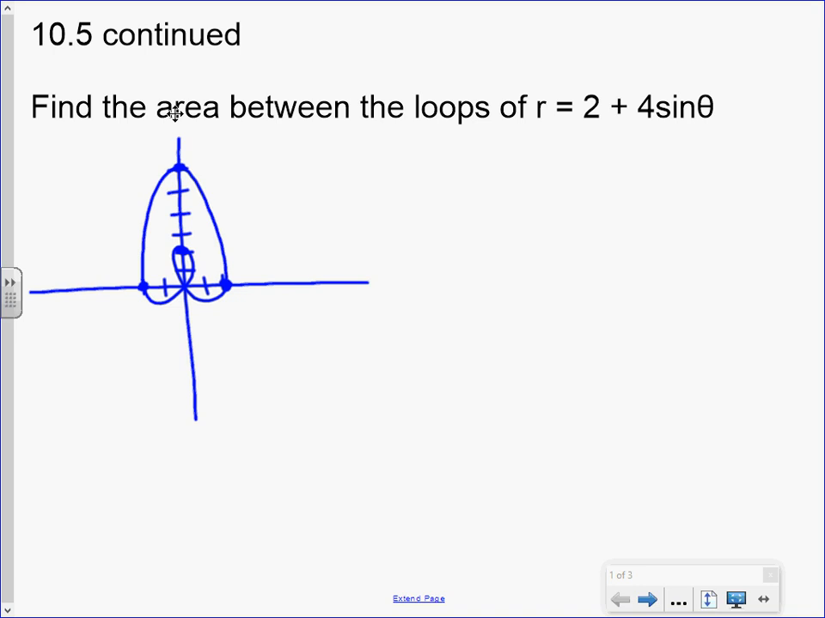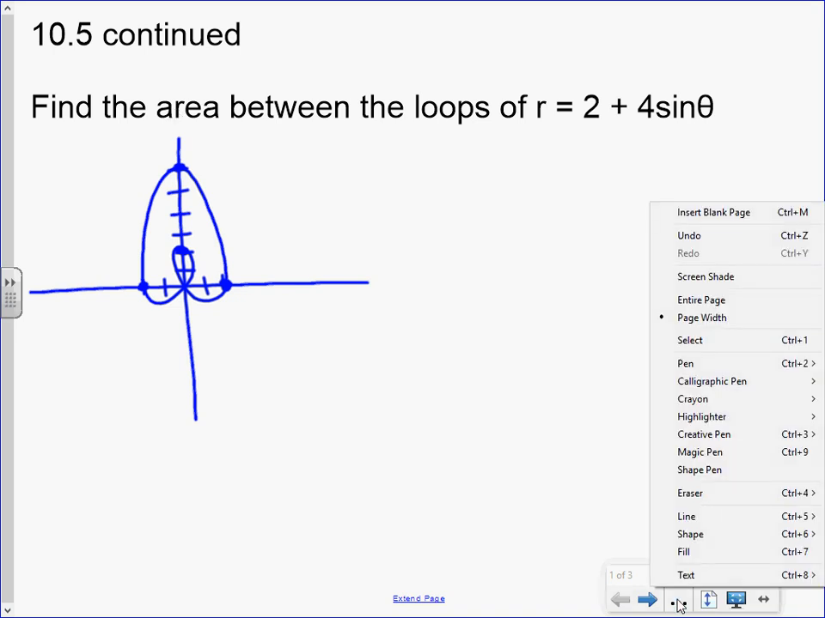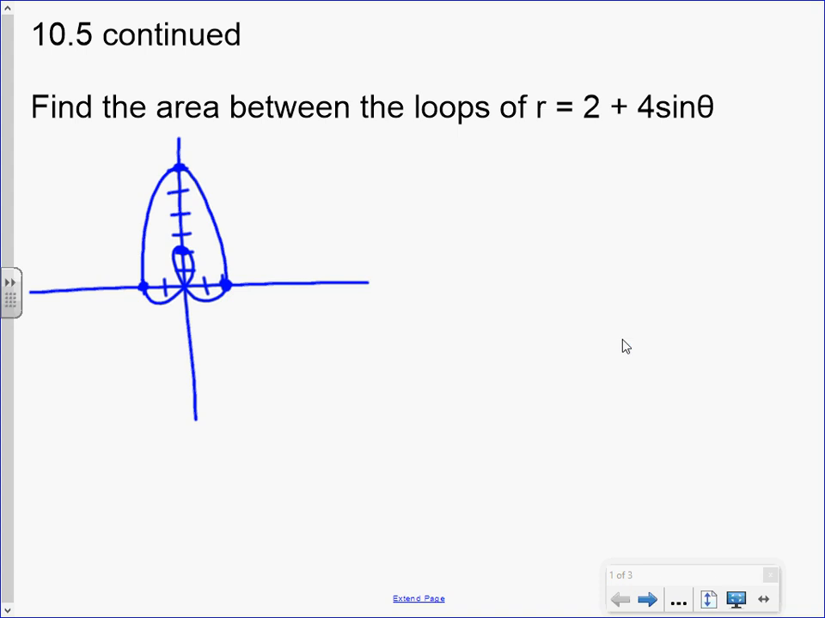So when I mean find the area between the loops, I'm talking about this area right here. Is this the shape that a candle flame leaves? I don't know. Kind of looks like one.